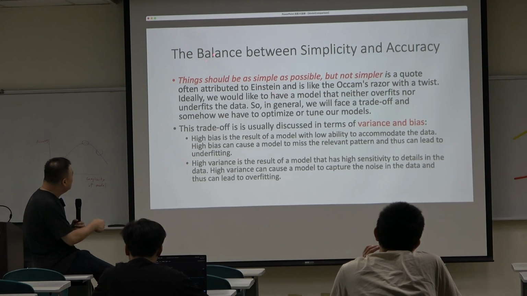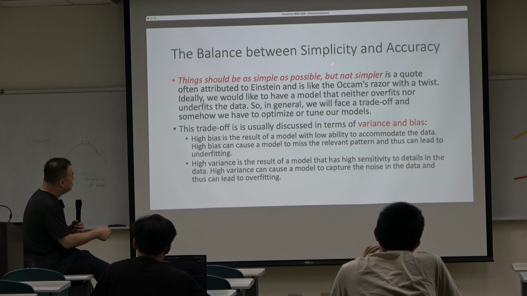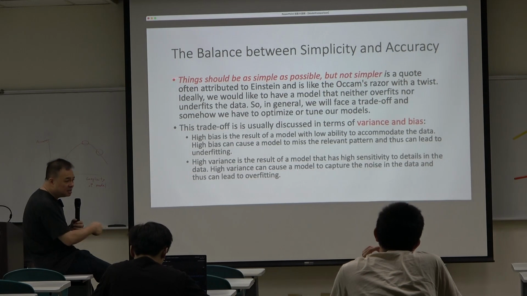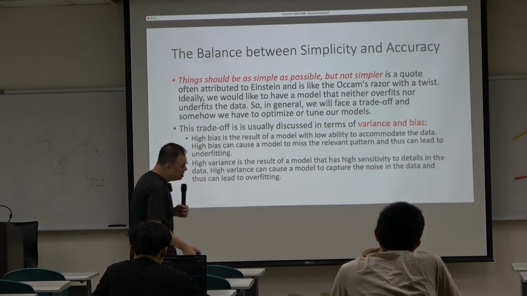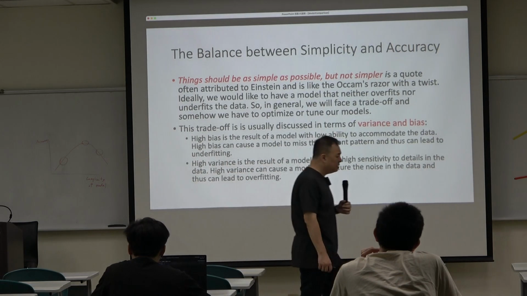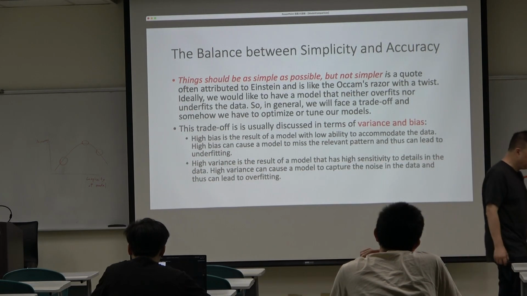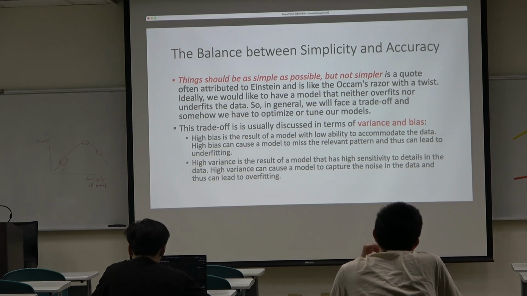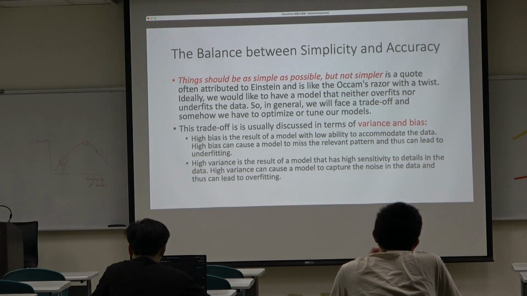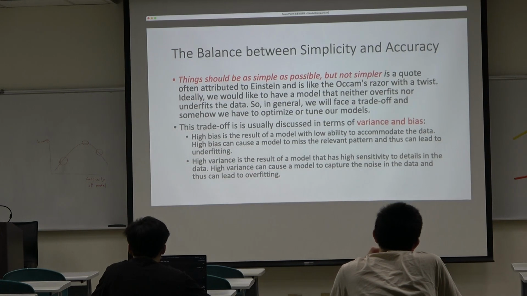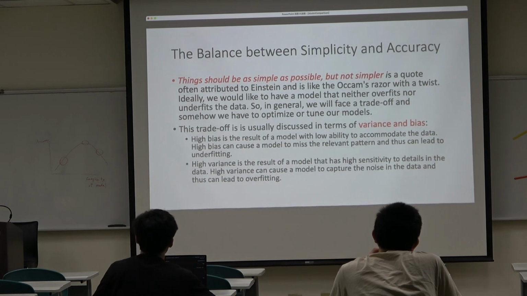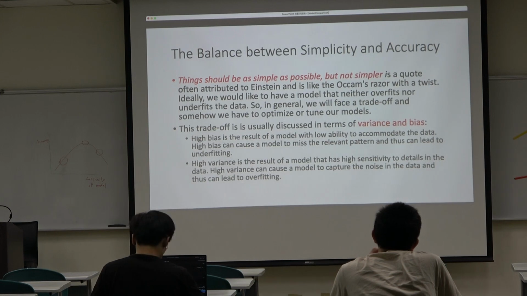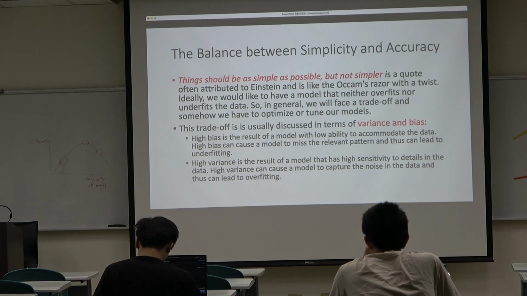Things should be as simple as possible, but not simpler. This is a sentence said by Einstein. I mean, he's obviously a famous guy, right? And you can see that this sentence captures exactly the meaning of what we are talking about. We don't want underfitting. We don't want overfitting. We want something in between. That's exactly the meaning of this word.